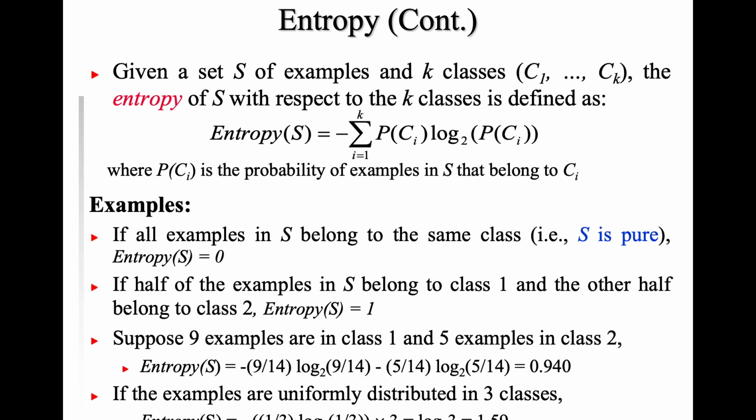Then using that formula for entropy, you can calculate the entropy here. And using this entropy, we will also use another formula to calculate the information gain. The way that we select the root node or the root feature is the feature with the highest information gain. So for that, we first have to learn how to calculate entropy. Another example: if examples are uniformly distributed in 3 classes, entropy of S is again calculated using the same formula.